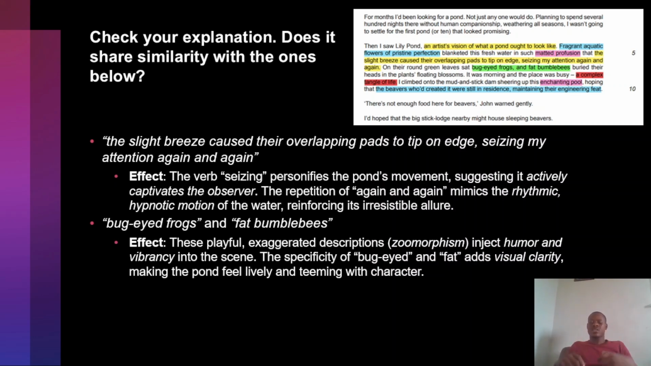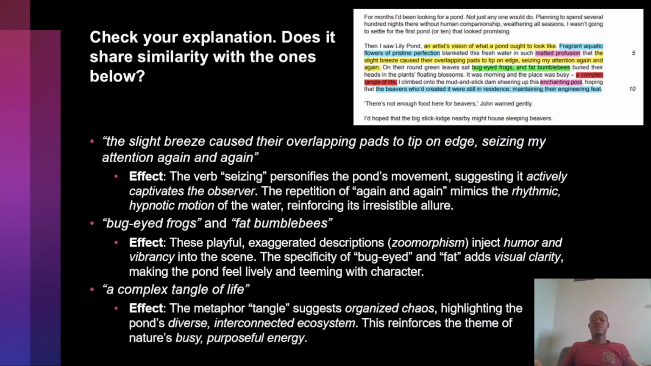I think the word fat, even the bumblebee that he or she chooses to mention, gives us a sense of a fun creature of a sort. Okay, so let's proceed. Now we also see complex tangle of life. The metaphor tangle suggests organized chaos, highlighting the pond's diverse interconnected ecosystem. And this reinforces the theme of nature's busy, purposeful energy.